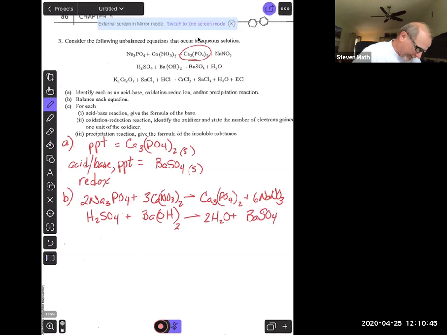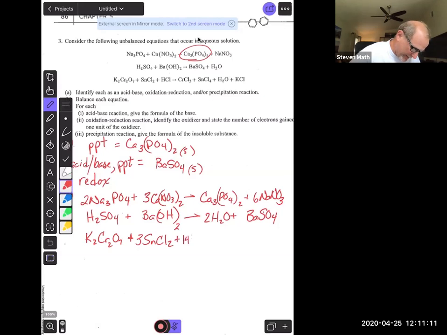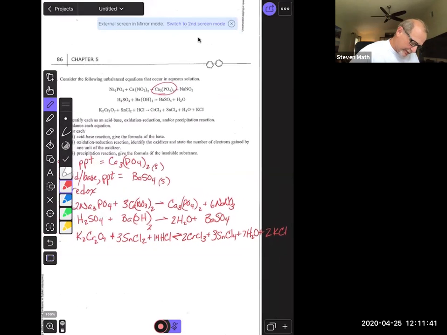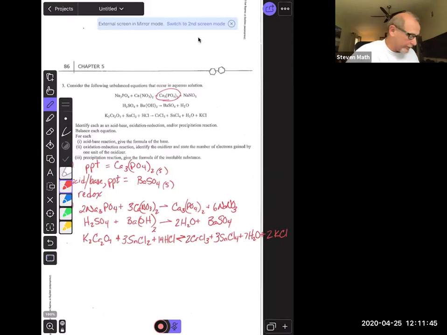And then in 3, I've got K2Cr2O7. Anytime you see that chromate dichromate, expect there to be redox. 3 SnCl2 plus 14 HCl goes to 2 CrCl3 plus 3 SnCl4 plus 7 H2O plus 2 KCl. Woo! There's a lot going on in that equation. That one took a little while.